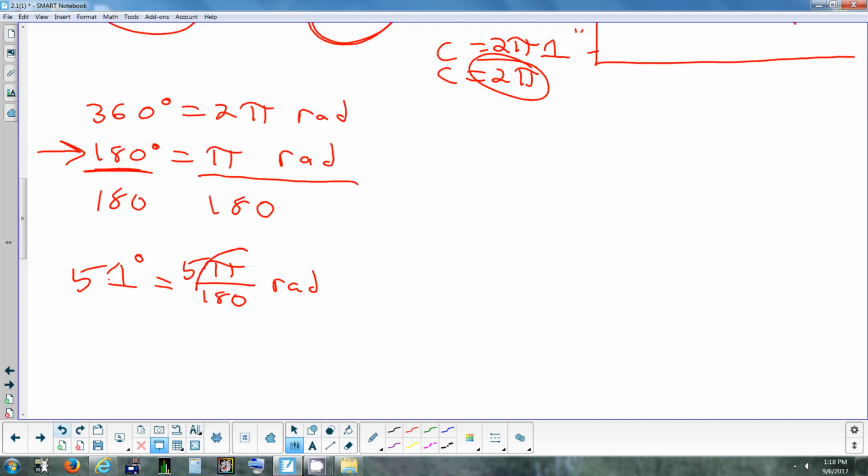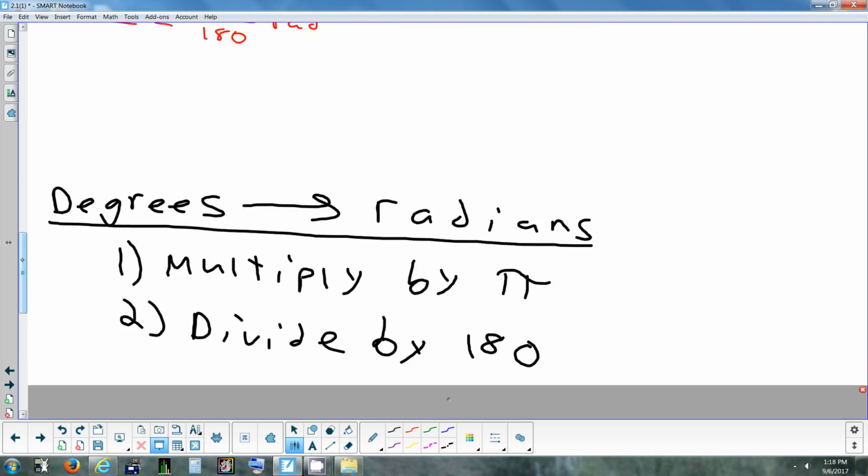So this is the whole key right here. If you want to convert degrees to radians, all you have to do is take the angle you want to convert, a 5, a 7, whatever it is, multiply it by pi, and divide it by 180. Those are the 2 steps. So I'm just going to put this back the way it was. And those are your 2 steps. To change a degree to a radian, multiply by pi, divide by 180.